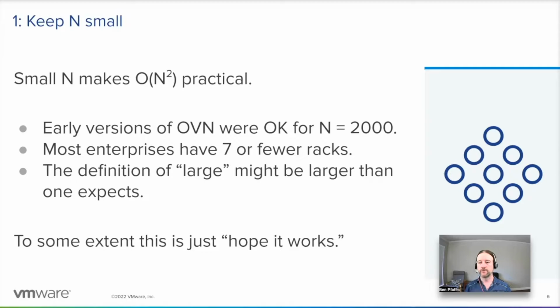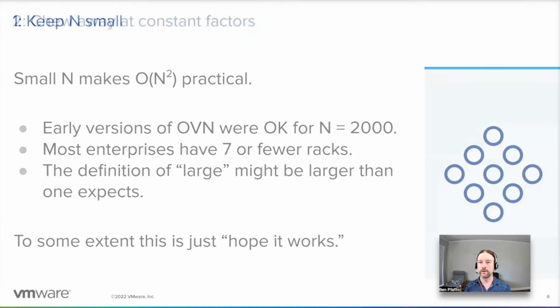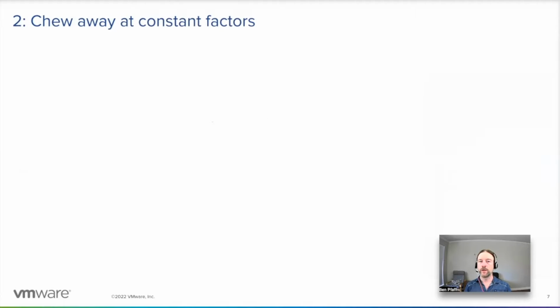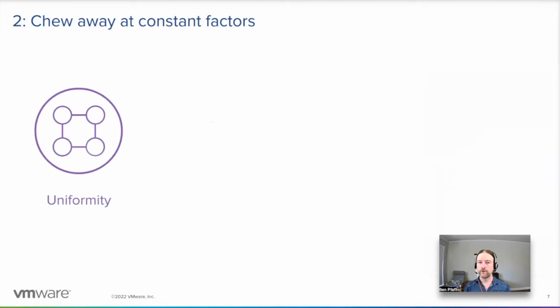To some extent, the strategy is just to try it and hope it works up to the size that you care about. So we can also do clever things to reduce the constant factors in our calculation. None of these reduce the big O, but all of them help scale your system further before the big O really bites. So for example, if our network has a lot of uniformity, like for example, most of the VMs have similar policies, then maybe we can factor that out with some kind of grouping or inheritance mechanism.